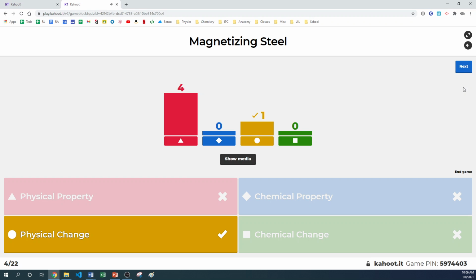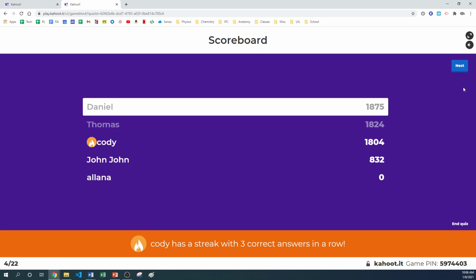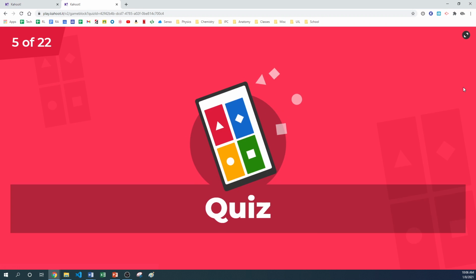Magnetizing steel. What's a physical change? Magnetizing steel is still steel. You can have steel that's unmagnetized, but you're magnetizing. That's an action. You're changing something from not magnetized to magnetized. Magnetizing steel is still magnetizing. If it said magnetized steel with an ED, that means it's already happened. That would be a property. But it says you're magnetizing it. You're doing a verb.